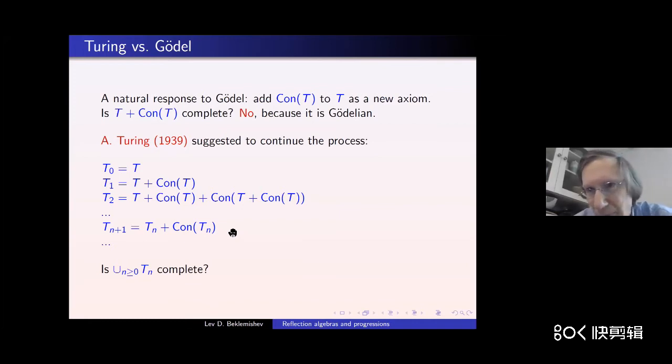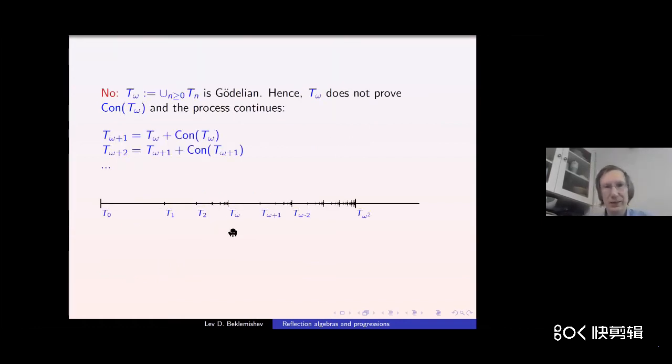Then again, the same question: is the union of the Tn complete? Maybe adding omega many new statements would yield us a complete theory, and the incompleteness will be overcome, so to say, in the limit. But unfortunately, the answer is again no, because even though the theory Tω, the union of the Tn, is now infinitely axiomatized, it is still Gödelian.